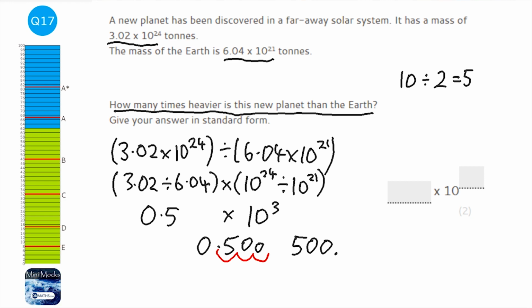And the decimal point's there, so when we move the decimal point back to make it into standard form, we jump once and twice. So it's 5 times 10 to the power of 2. Now the reason it wasn't standard form before was this number has to be between 1 and 10, not including 10.